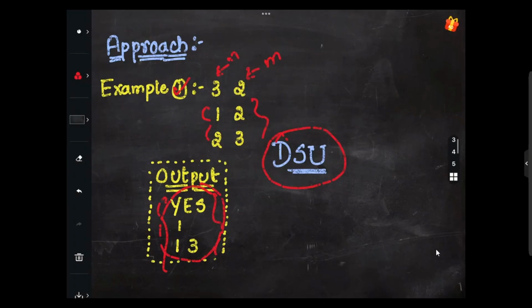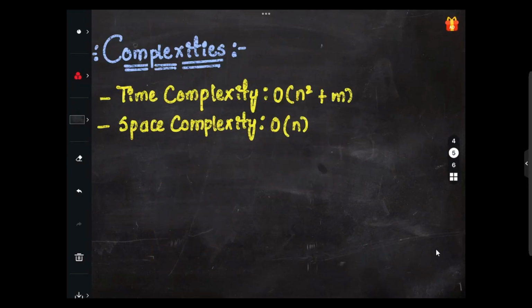let's quickly move on with the complexities part, right? So what are the time complexities here? The time complexity is big O of n square plus m. So why is it big O of n square plus m here? Primarily, reading m edges costs m along with the a of n.